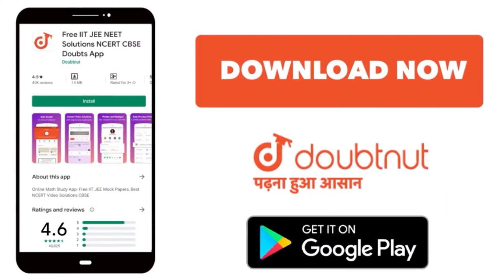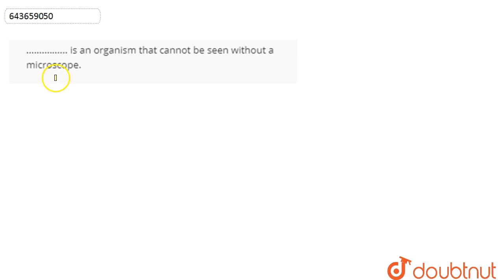In this question, we are asked that dash is an organism that cannot be seen without a microscope, right? So such organisms, which we can only see using the microscope, are called microscopic organisms. So what do we understand by microscopic, right?